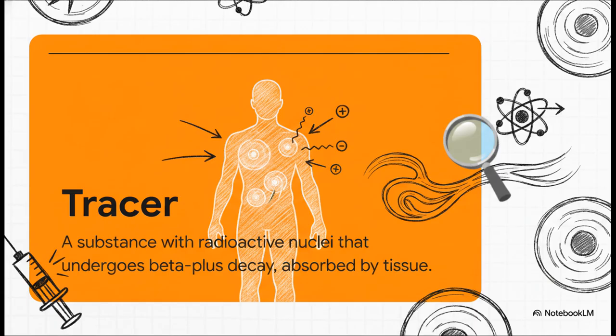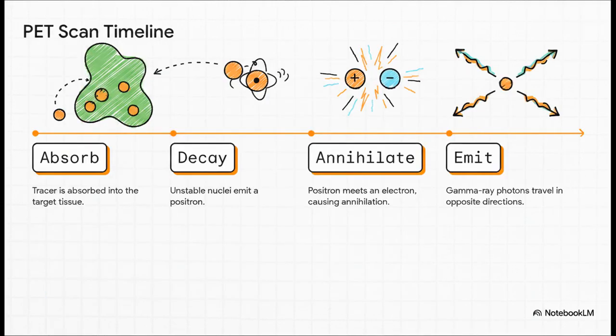For PET scans, we specifically use a tracer that undergoes beta plus decay. This means the radioactive nuclei inside the tracer are actively emitting positrons, actual antimatter, directly inside the patient's bloodstream. Crazy, right? This kicks off a seriously fascinating timeline of quantum events. The tracer gets absorbed into the target tissue, maybe something like a highly active tumor. Those unstable nuclei emit a positron, which, again, is the antimatter counterpart to an electron.